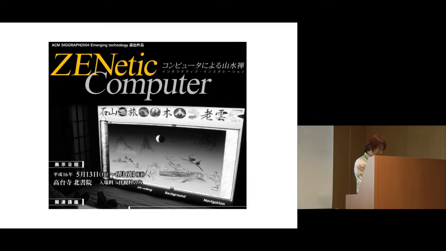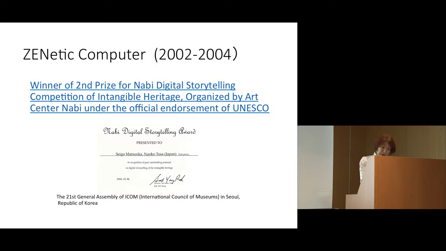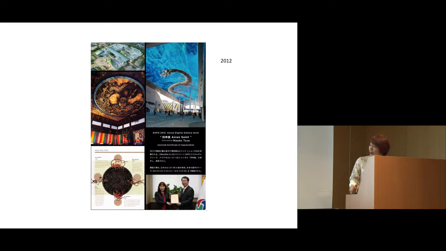And this system received a prize for intangible heritage, in cooperation with UNESCO. In 2012, it was a commissioned work for the Expo 2012 in Yeosu, South Korea. You can see the space on the top, and that one is Main Street, and this is the hanging big LED screen, almost 300 meters, and its width is 330 meters.